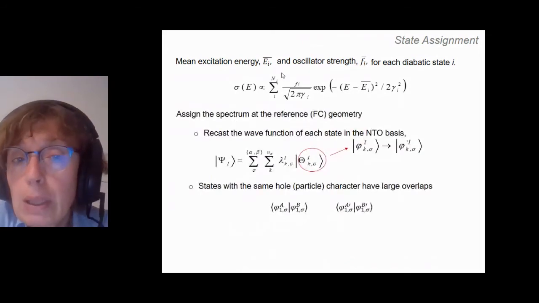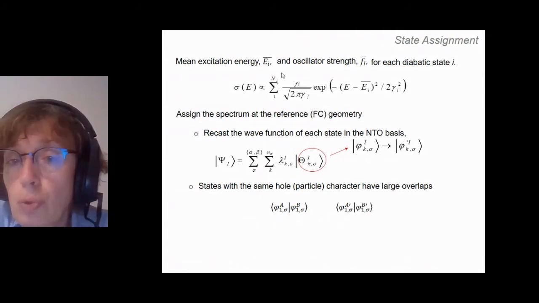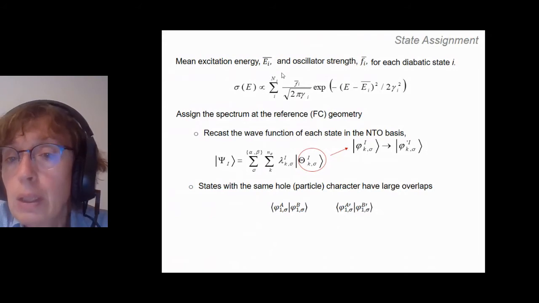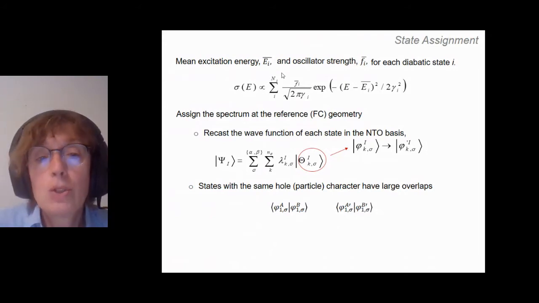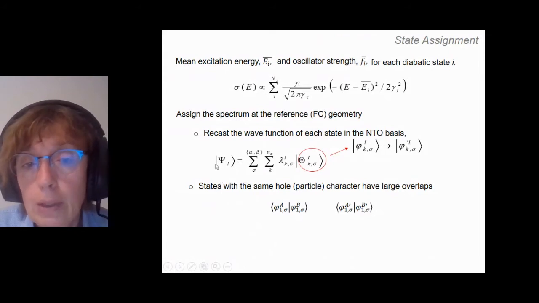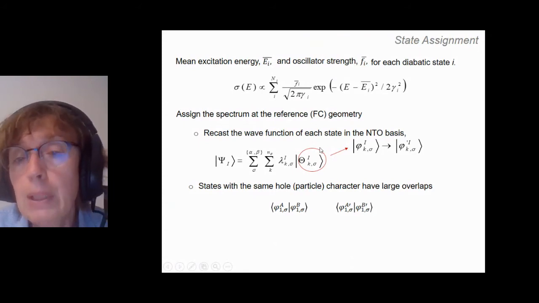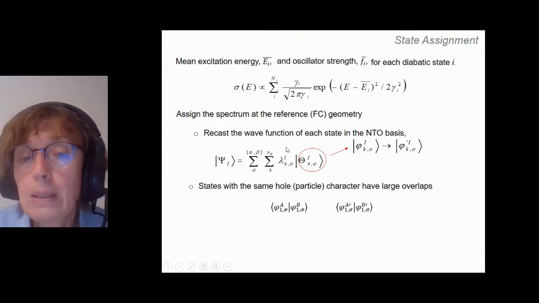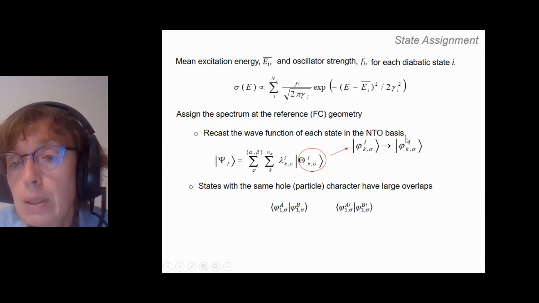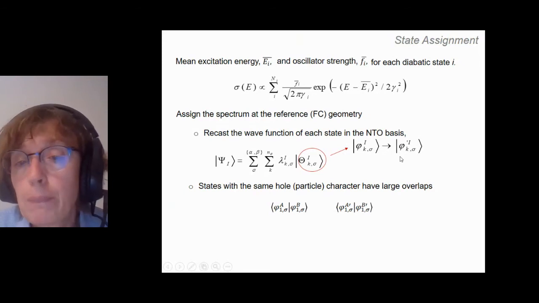We start by assigning the spectrum at the reference geometry. This is usually the Franck-Condon geometry. And we do this first by recasting the wave function of each electronic state in the basis of natural transition orbitals. So the wave function of an electronic state is given in terms of Slater determinants that contain the NTO pairs, and these are the singular values for a given NTO pair. A particular transition in the NTO basis is given just in terms of a few NTO pairs, one, two, maximally three NTO pairs.